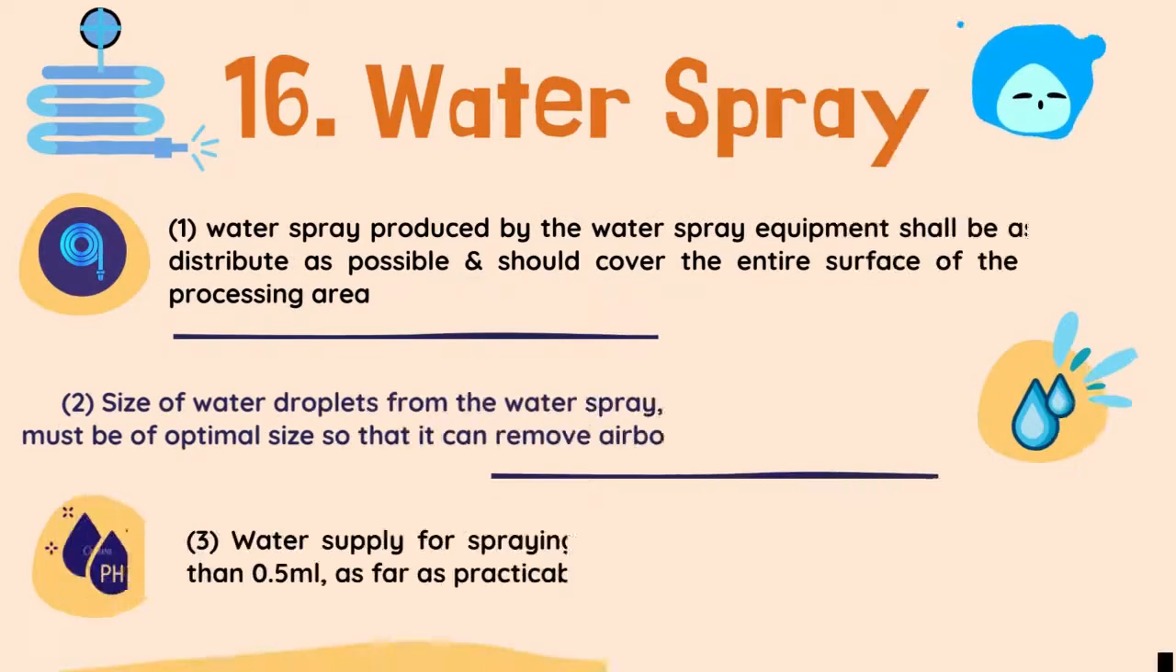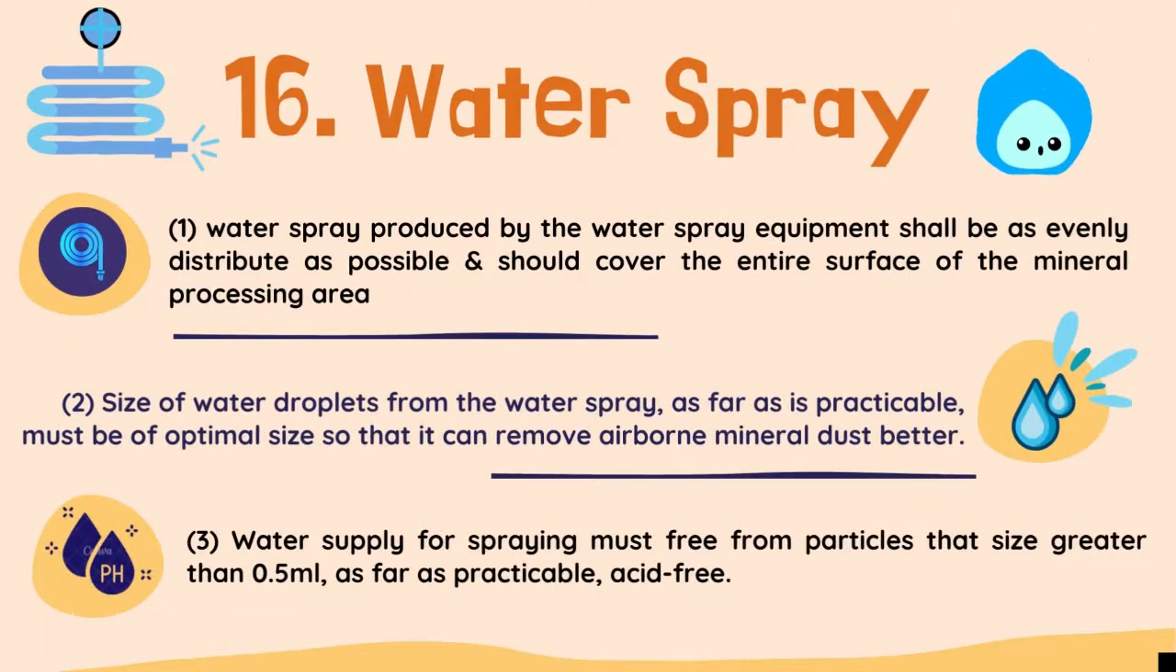In this regulation, the water spray equipment should spray water as evenly distributed as possible so that it covers the whole surface area at the processing area. The size of the droplets is at least the optimal size, free from any particles and acid-free, so that it can remove the airborne mineral dust better.